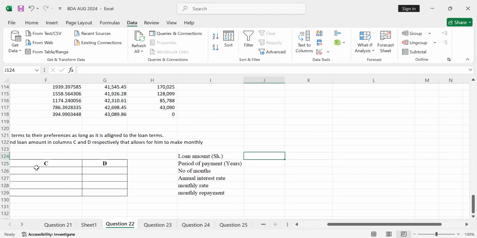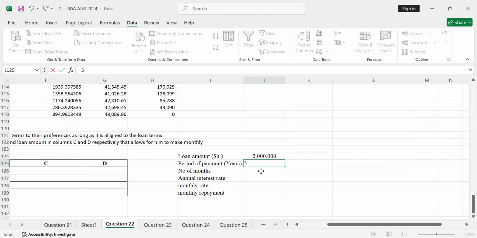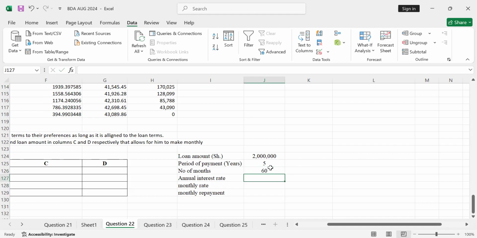So first is on the repayment period. Initially we know the loan amount is 2 million. You are paying 5 years. Number of months is 60, so it is 5 multiplied by 12. Then here the interest was 11%, this is per annum. Then per month will be equals this 11 divided by 12.